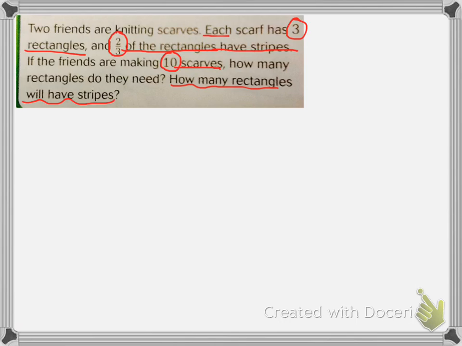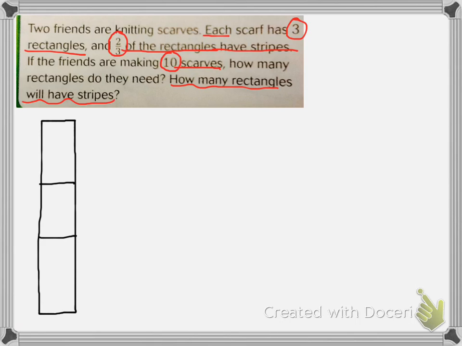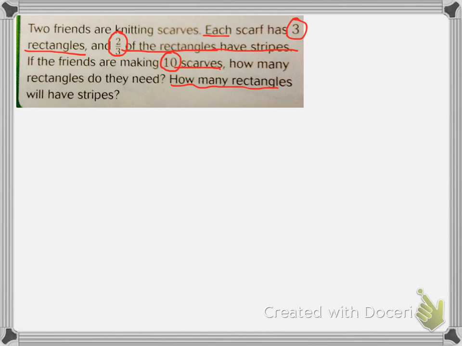How many rectangles do they need? Okay, so I want to draw a picture of this, just one scarf right now. Here is a long scarf, right? Each scarf has 3 rectangles. So maybe it's like a quilt on a blanket, instead of squares, it's rectangles. Does that look like 3 equal pieces? Hang on a second.